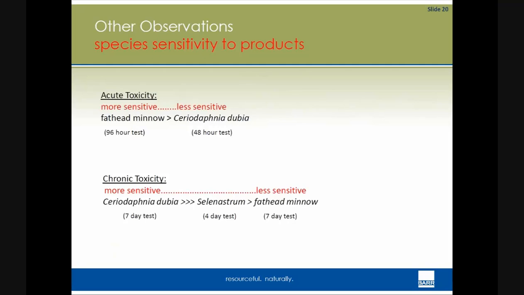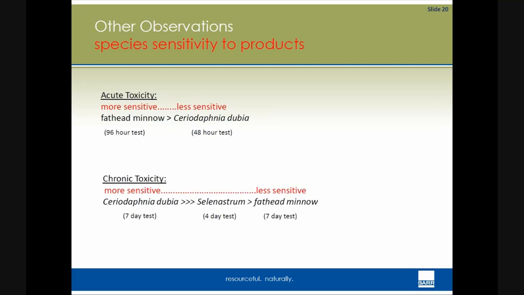Some other observations I made about species sensitivity, acute toxicity, and I'll just couch this conclusion. It seemed that with regards to acute toxicity, the fathead minnow was slightly more sensitive to the products than Ceriodaphnia dubia. However, the fathead minnow test, on an acute basis, is a 96-hour test, and for Ceriodaphnia dubia, it's a 48-hour test. So it's not necessarily a very fair comparison.